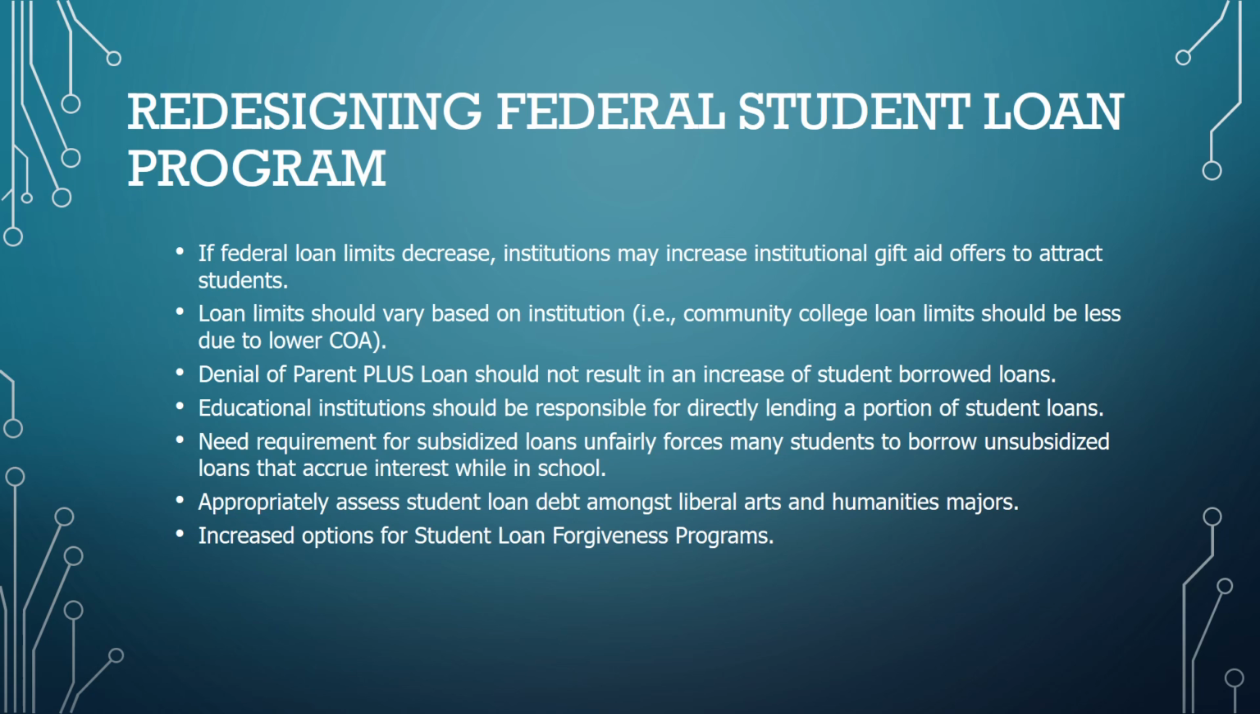Educational institutions should also be responsible for directly lending a portion of the student loans. What this does is make the institution more accountable for the success of their student, because they are lending a portion of the institution's funding towards the student for their education. Therefore, if students default, they are defaulting directly on the institution as well as the federal government.